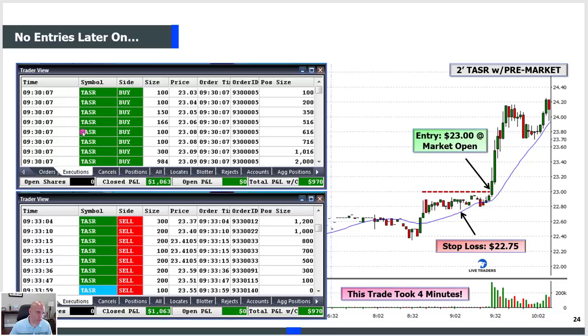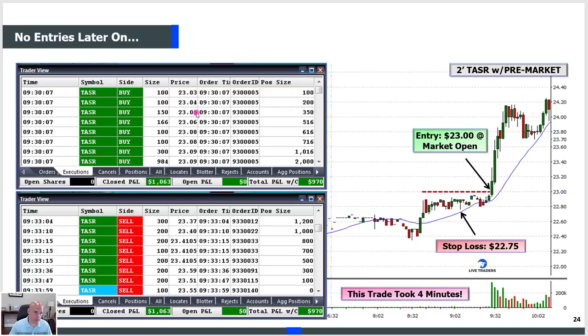Notice, the reason I put this up, notice how early I got in. 9:30 and 7 seconds. I got in 7 seconds into the day. Most other people would be like, Jared, you're buying nothing. You're buying thin air. You're just randomly gambling. No, I am not gambling. I'm taking a breakout, consolidating in the $23 area.